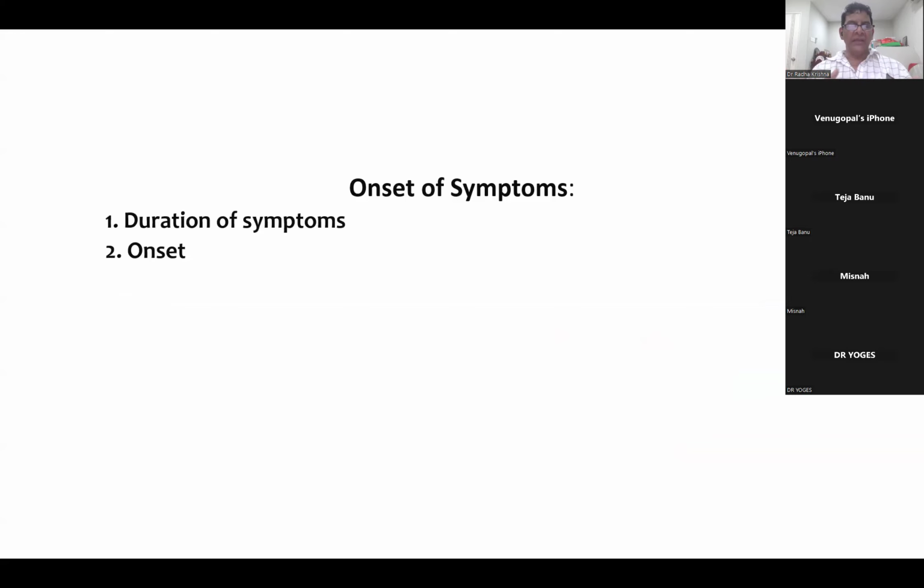And then we can ask the onset of the symptoms. Ask them, when did it start? Okay, was it during a workout or a fall, or they accidentally carried something, and then this whole thing started. And then we have to ask the duration of pain. Okay, the duration of the symptoms.